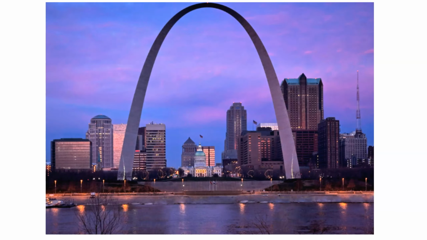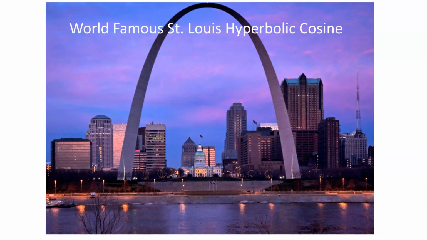Well, you're probably already familiar with something that does. If you've never seen this before, I'll just tell you that this is the world-famous St. Louis hyperbolic cosine building. No, it's not called that at all. It's called the Gateway Arch. And it is literally a catenary. The guy who built it, the architect, knew some calculus. He liked catenaries.